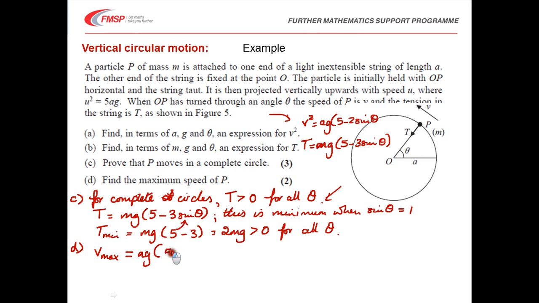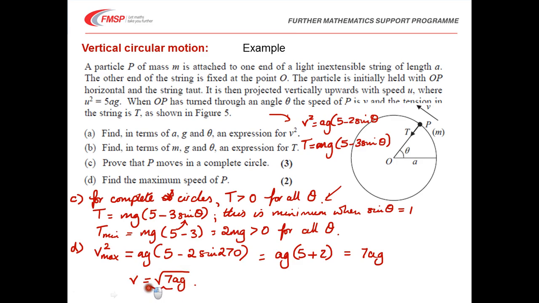So ag times 5 minus 2 sine 270, and sine of 270 is going to be minus 1, so we've got ag times 5 plus 2, which is 7ag. It does ask us for the maximum speed. Sorry, I should have put v squared max in there. It's asking us for the maximum value of v, so we do just need to take the square root. Maximum value of v is going to be the square root of 7ag.